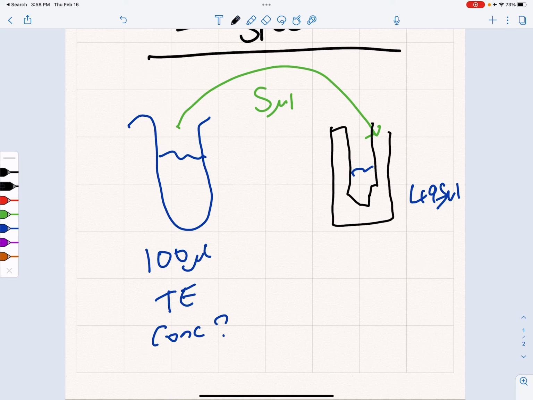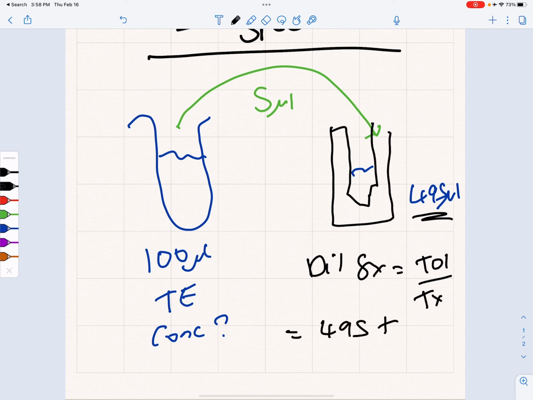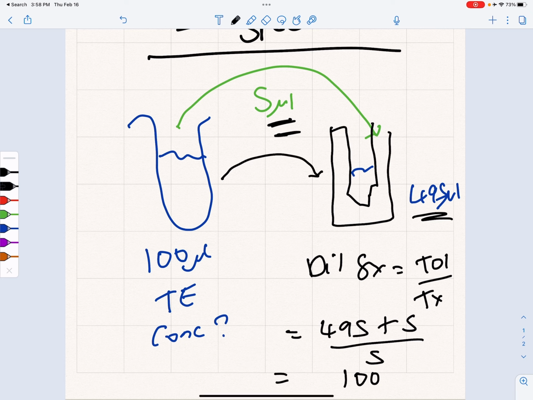As you remember from the previous videos, the dilution factor is the total over the transferred. In this case, our total was the 495 plus, don't forget, the transfer volume, which is the 5. So 500 divided by the transfer volume, which was 5, gives us 100. As we talked about, if you're going from a concentrated to a diluted, you will divide by the dilution factor. And if you're going from the diluted to the concentrated, then you will multiply it by the dilution factor.